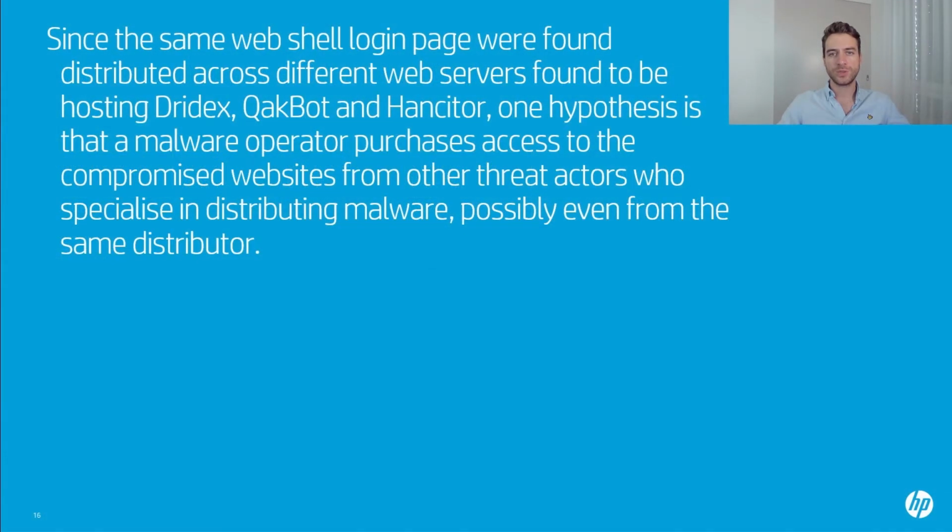Based on the results I just presented, let's try to form a conclusion and answer the question if threat actors buy access to websites or compromise them on their own. Because we found the same web shell login distributed across various websites hosting Dridex, Quackbot, and Hensitter, one theory is that malware operators purchase access to compromised websites, maybe even from the same distributor. Having formed this conclusion, there is still an open question left. How are those websites compromised after all?